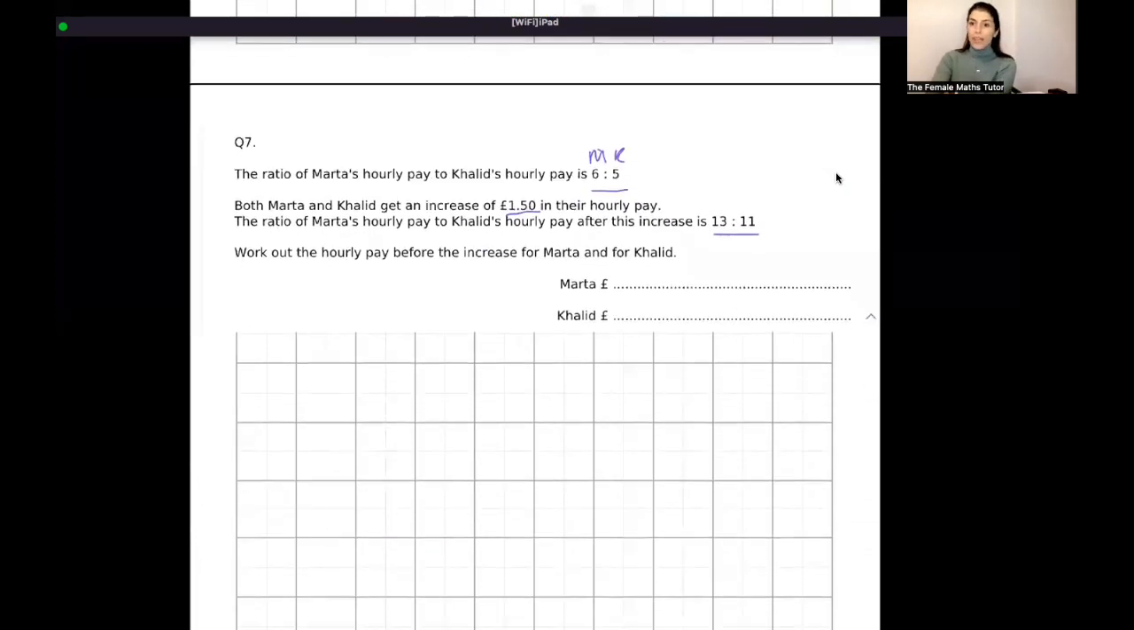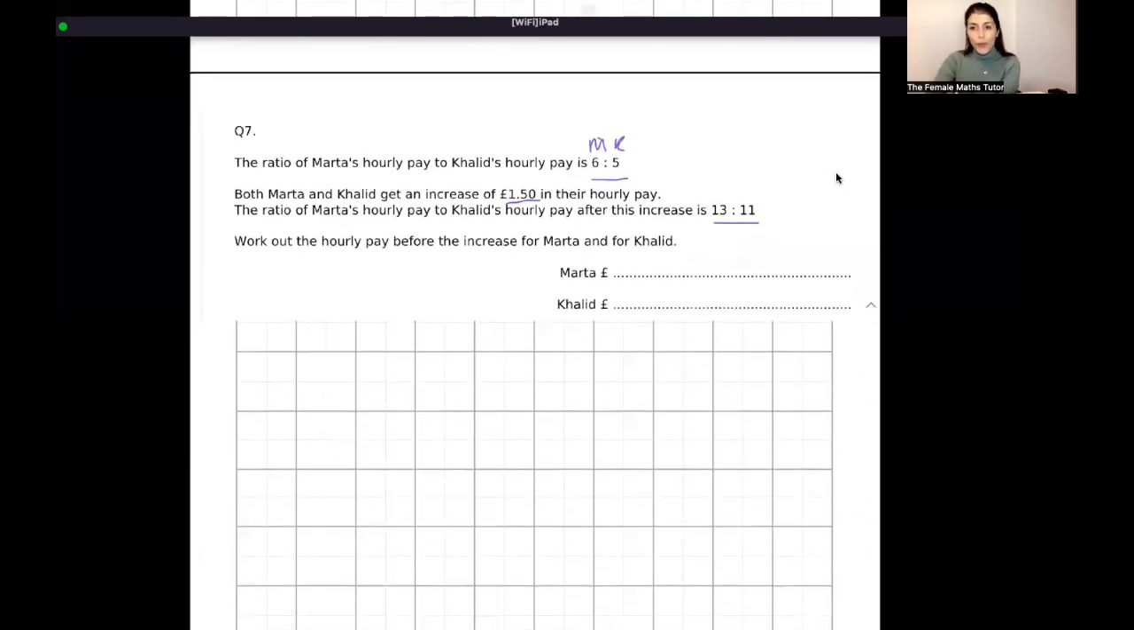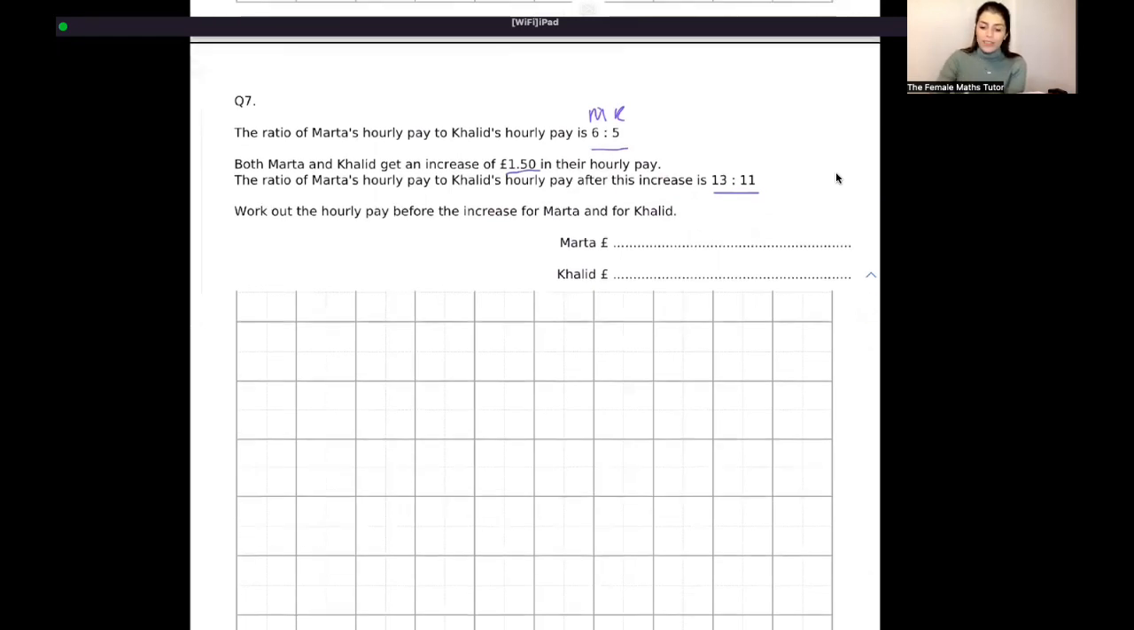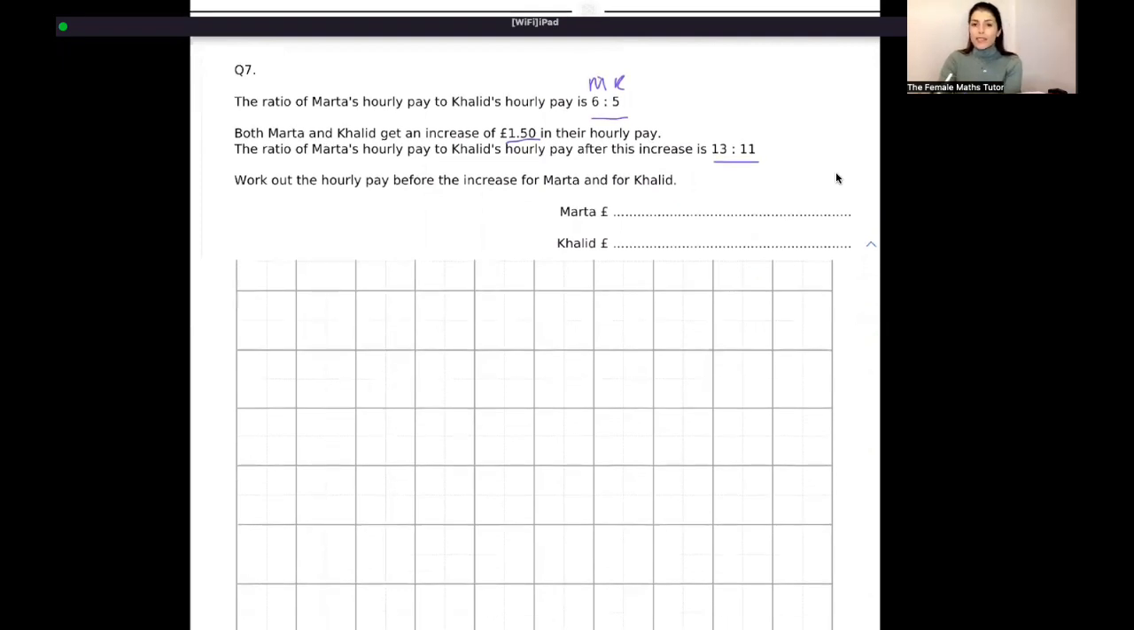So this is a more challenging question. If you're aiming for the higher grades, so if you want to get between 7 and 9 in your exams, then this is the type of question you need to work on. It looks simple when you first look at it, but there's a specific type of method that you would need to use. So this is when you involve algebra in a ratio question.